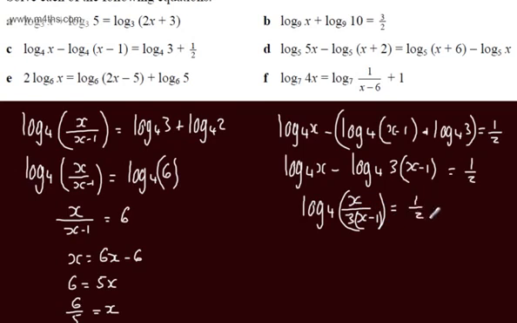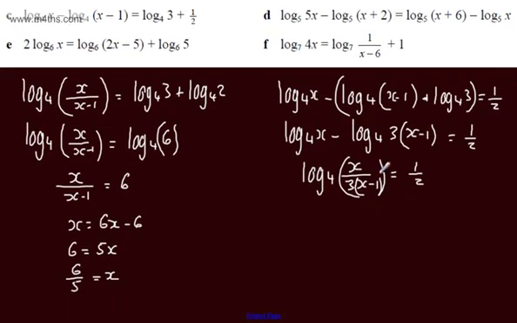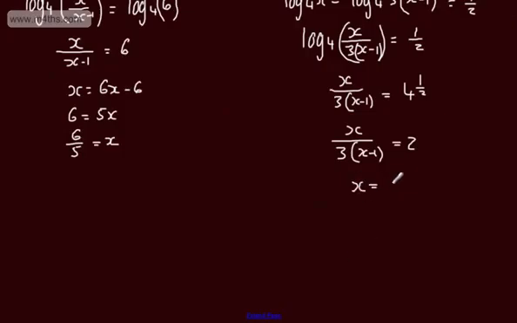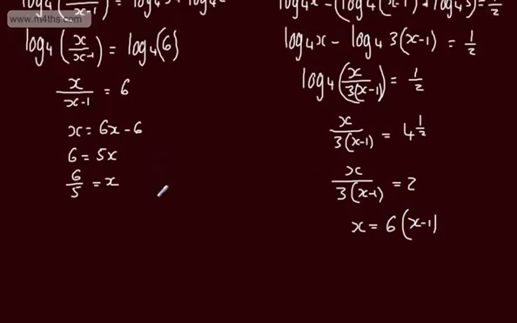At this stage, I can now write the exponential equivalent, and that is 4 to the power of 1/2 is equal to x over 3, the quantity x minus 1. So we can write now that x over 3, the quantity x minus 1, is equal to 4 to the half. So we can see that x over 3, the quantity x minus 1, is equal to 2. And from this point right here, we can see that x will be equal to 6, the quantity x minus 1. And we simply solve exactly the same as we did here.